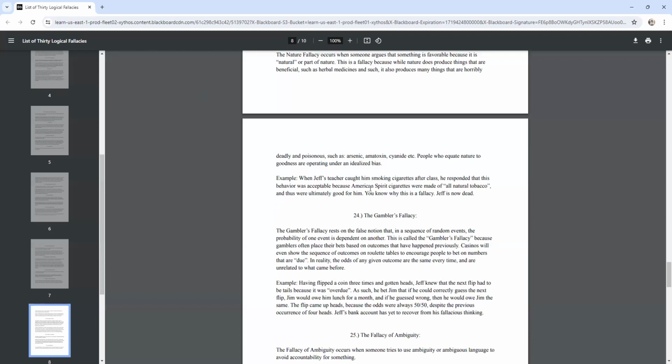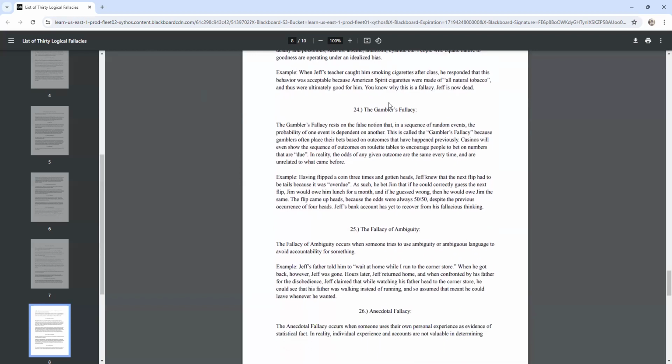Example, when Jeff's teacher caught him smoking cigarettes after class, he responded that this behavior was acceptable because American Spirit cigarettes were made of all natural tobacco and thus were ultimately good for him. You know why this is a fallacy. Jeff is now dead. Number 24, the gambler's fallacy.